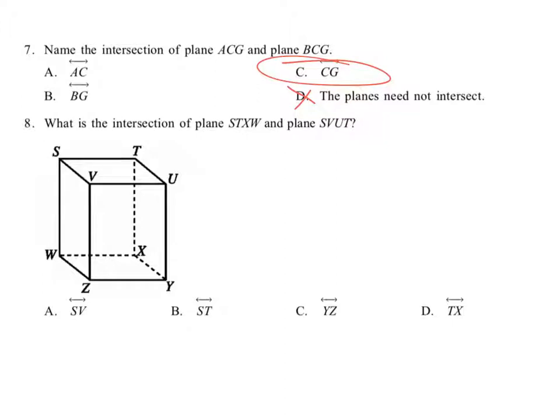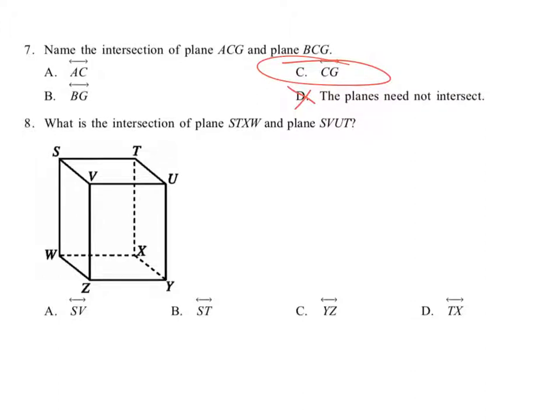Okay. Now, what is the intersection of plane STXW? Let's shade it. STXW, that's the one in the back. I know that it's the back because you can see this line right here is dotted. That means that it's actually hidden from view, and they're giving us a kind of an invisible view of this.